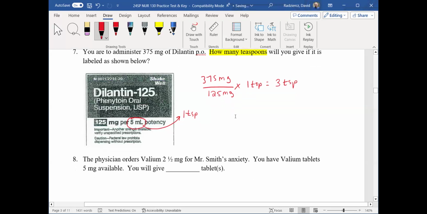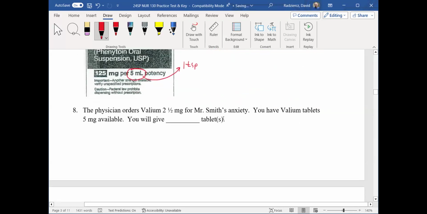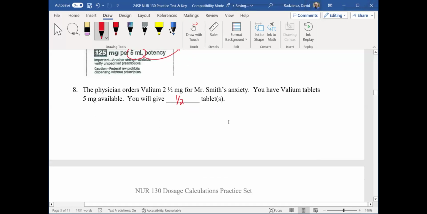Another oral-based medication might be a tablet. So this says 2.5 milligrams. You're going to give them a half a tablet. Remember, if this is a written test, a lot of times they want you to write it as a half a tablet, so 1/2. If it's me, I'm probably writing 0.5 or 1/2 just to make sure they know that I know the right answer, if you ever run into that situation.